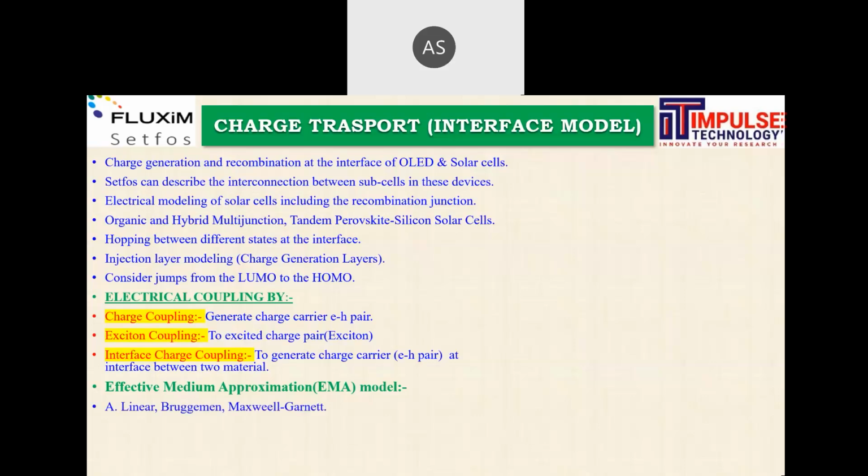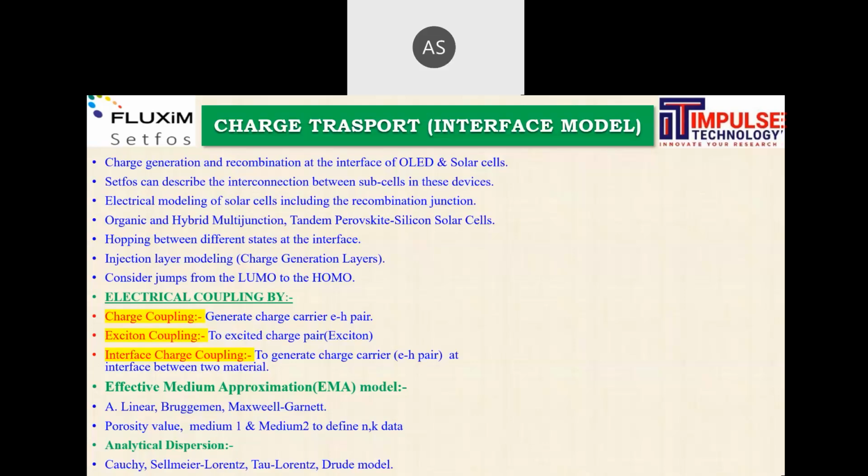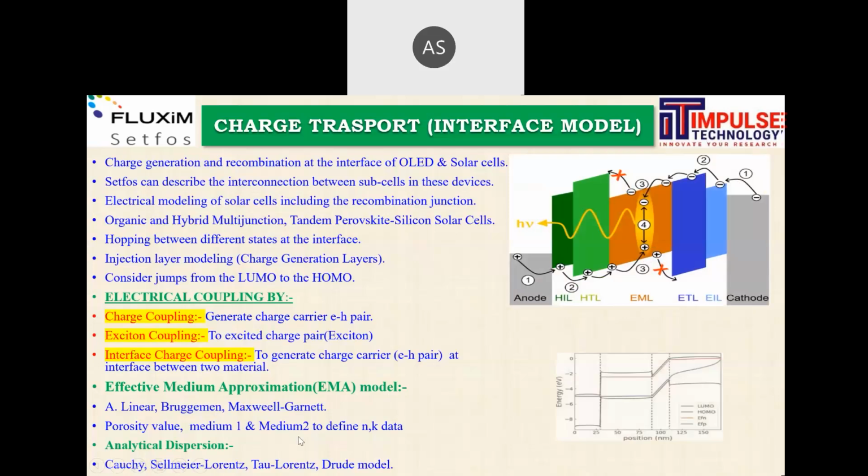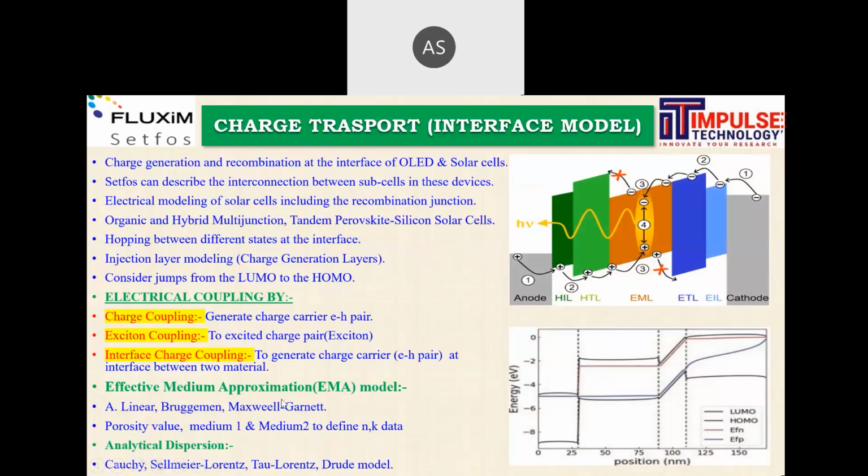Effective medium approximation models are there for advanced experimental validations, so that whatever you are performing experimentally, you can also compare your experimental data with your simulated one. That's why we have the linear, Bruggeman, Maxwell-Garnett, and porosity models. These experimental validations, along with the analytical dispersion model, will show you how you can predict or enhance the efficiency of your solar cell.